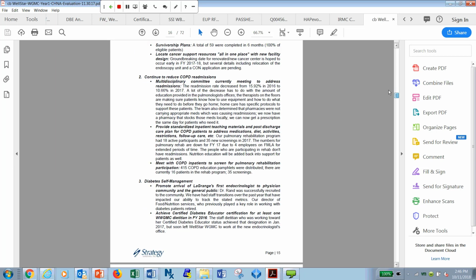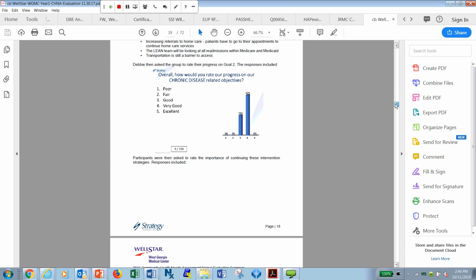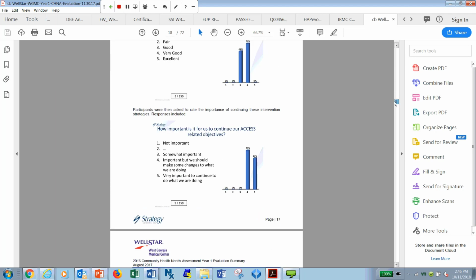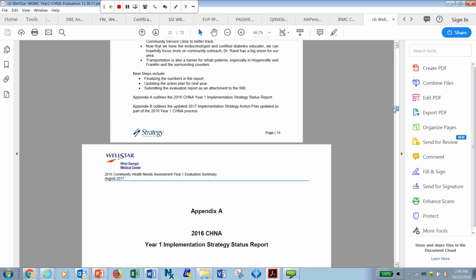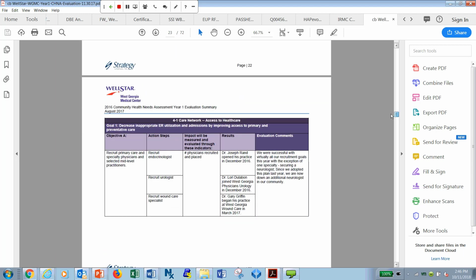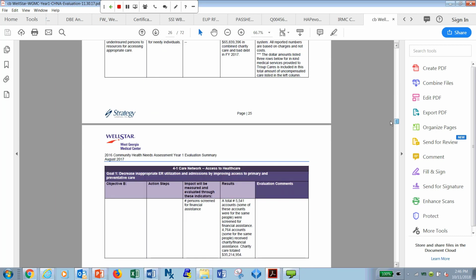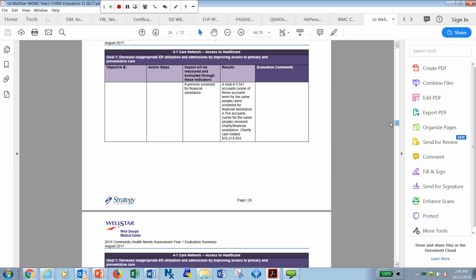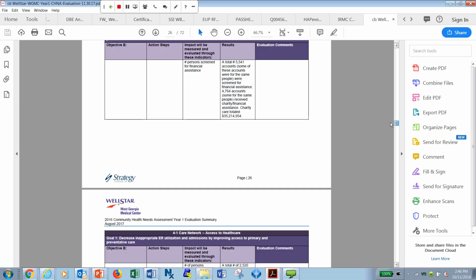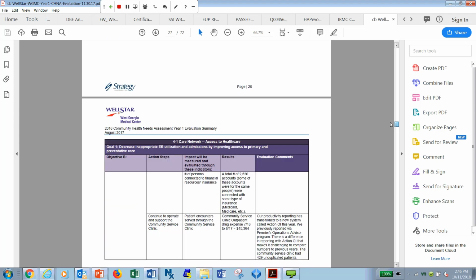at the end. This group actually rated whether or not they wanted to continue to do the things that they had done in the past using an audience response polling system, but then included each of these various summaries of the data related to each of the implementation strategies as an appendix. So again, that's one way of doing the annual evaluation.